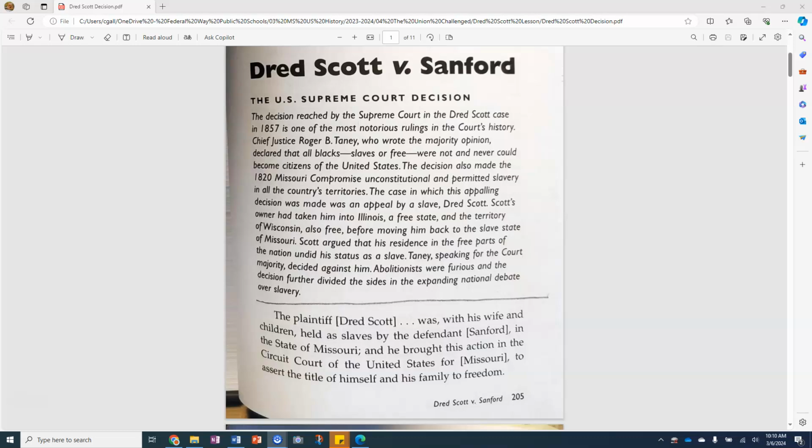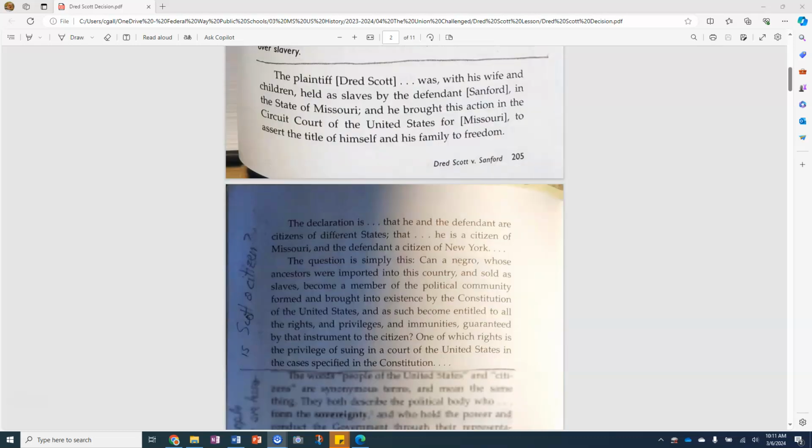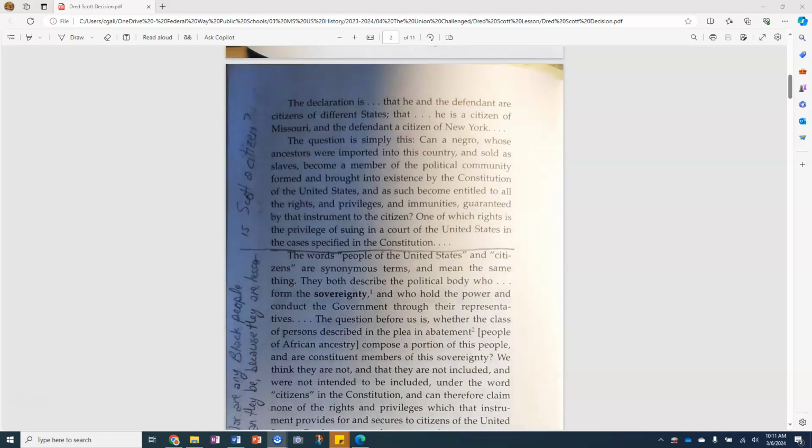The plaintiff, Dred Scott, was, with his wife and children, held as slaves by the defendant, Sanford, in the state of Missouri, and he brought this action in the Circuit Court of the United States for Missouri to assert the title of himself and his family to freedom. The declaration is that he and the defendant are citizens of different states, that he is a citizen of Missouri and the defendant is a citizen of New York.